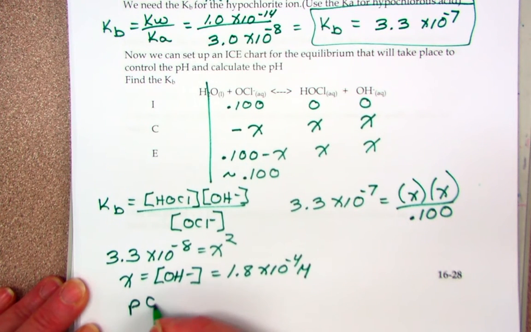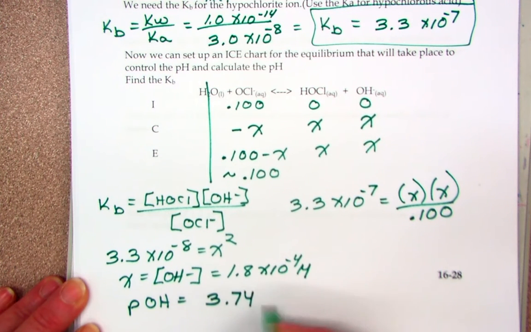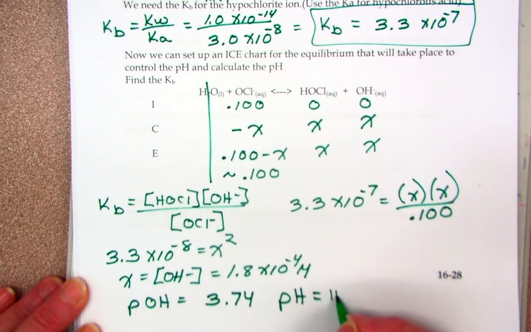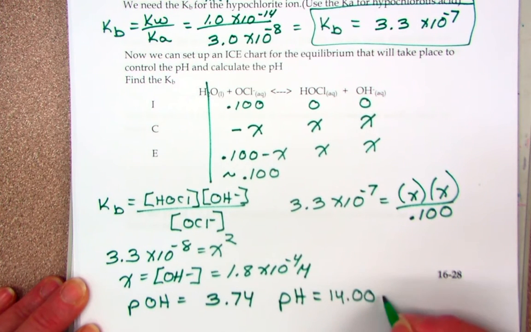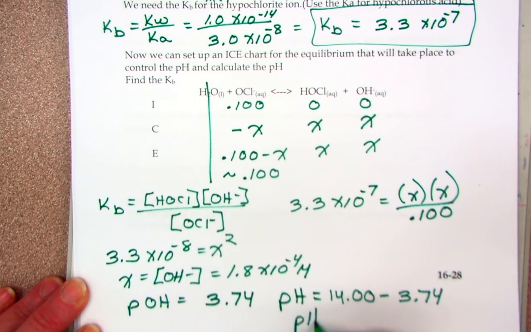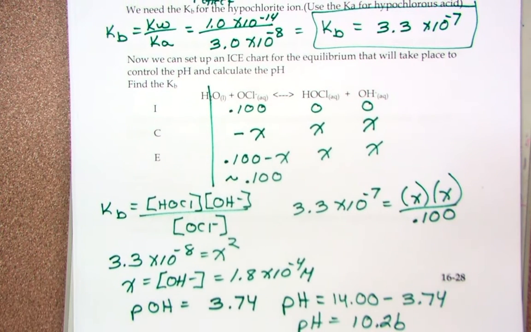So the pOH is 3.74. Now I need to find the pH from the pOH and pKw. pKw is 14 minus 3.74, so the pH is 10.26. And now when we look at that, we say, yeah, that seems reasonable because this is a base, so I would expect it to have a basic pH.